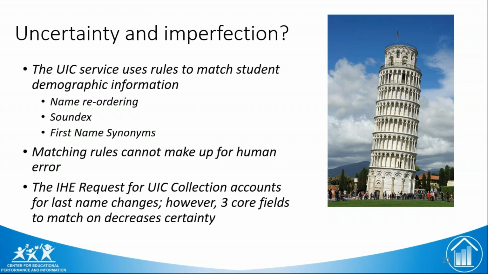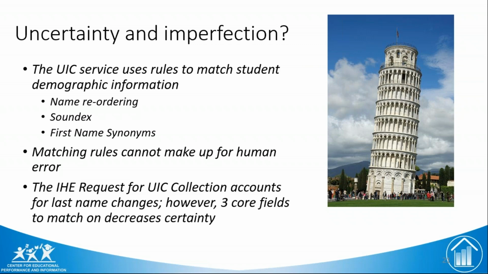Some of the rules that go into our matching service: the system can actually swap around last name, first name, and middle names to see if there are any potential matches, just because field entry can sometimes be prone to error, and also the way a student fills out his or her name on a form for your institution compared to another institution might be different. The service can handle those types of uncertainties. And believe it or not, the system can actually sound out names to see if there are any names that sound similar. That's a really cool function of our UIC service.